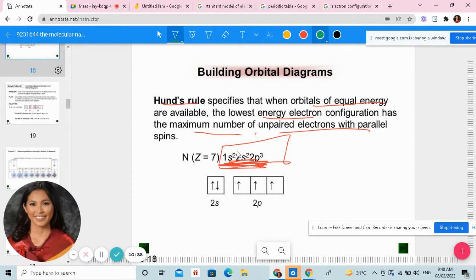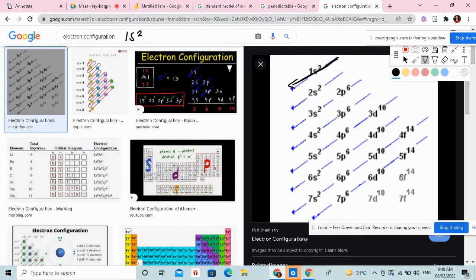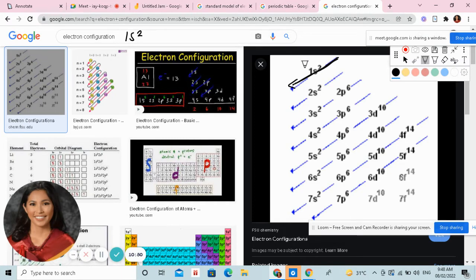How many electrons? Seven, ma'am. Two plus two plus three, that is equal to seven. Seven electrons, and that is for nitrogen. So we go back to phosphorus, which is 1s2, it should total 15.